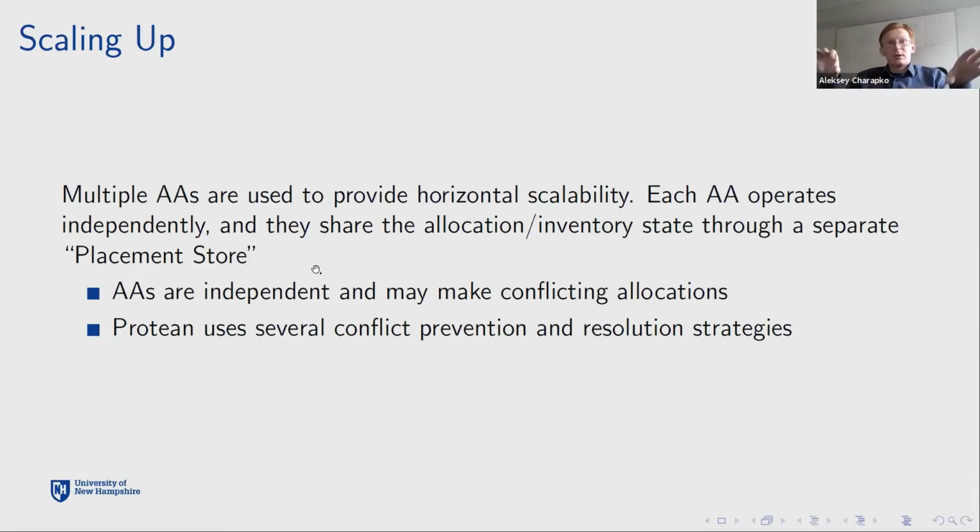this is how a single AA component works. But if you remember, we need to scale the system, right? We need to make sure that it can handle the spikes in request allocations. So Protean actually uses multiple AAs to provide this horizontal scalability. They can create more AAs and handle more requests, because each allocator is essentially going to work independently of the others.